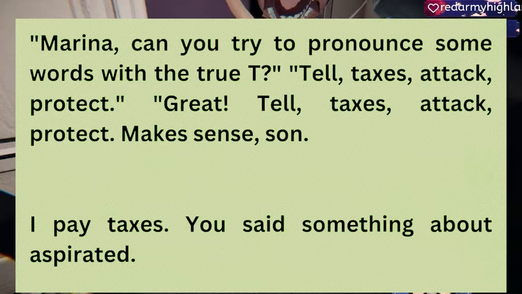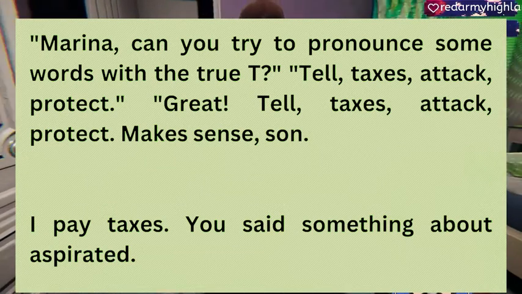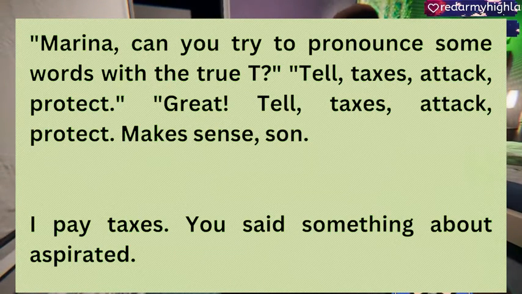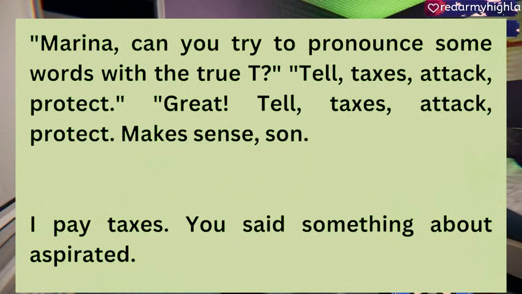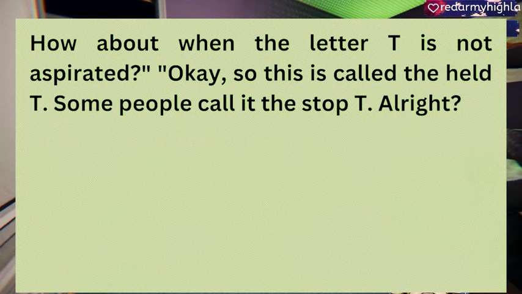Marina, can you try to pronounce some words with the true T? Tell, taxes, attack, protect. Great. Tell, taxes, attack, protect. I pay taxes. You said something about aspirated. How about when the letter T is not aspirated?